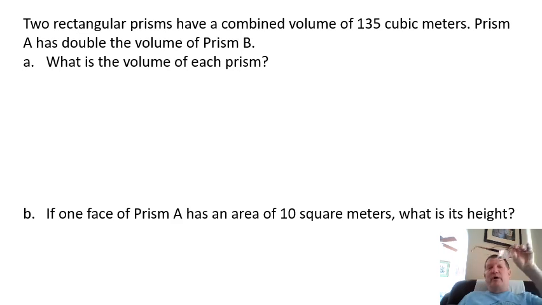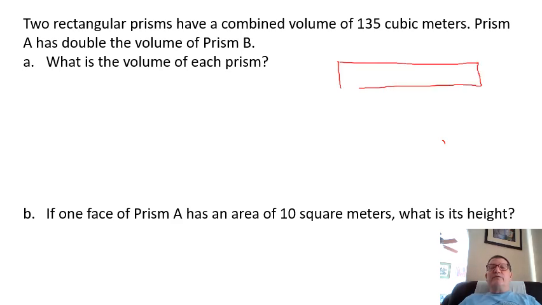This is a word problem. It says 2 rectangular prisms have a combined volume of 135 cubic meters. Prism A has double the volume of prism B. The first one says, what is the volume of prism B? Now, a lot of people are going to look at that and say, there's not enough information given. All right, well, let's take a tape diagram first, and let's see if we have enough information.